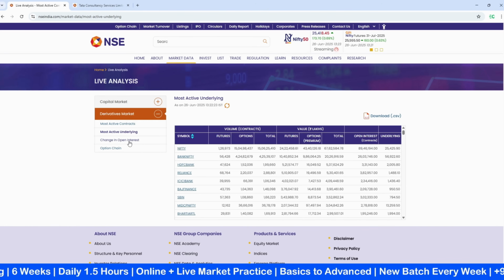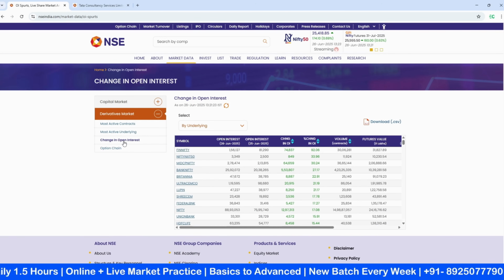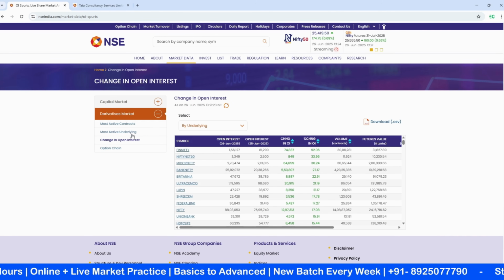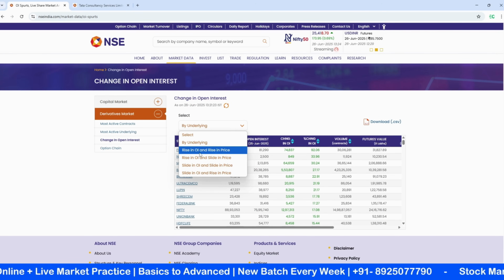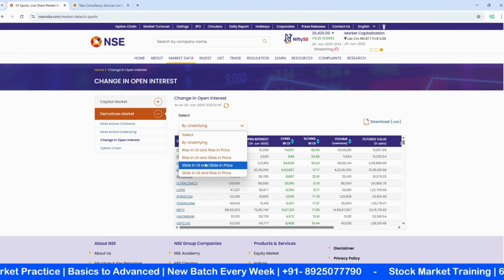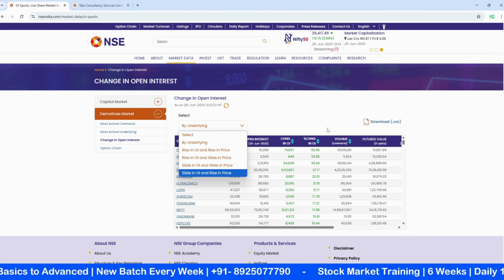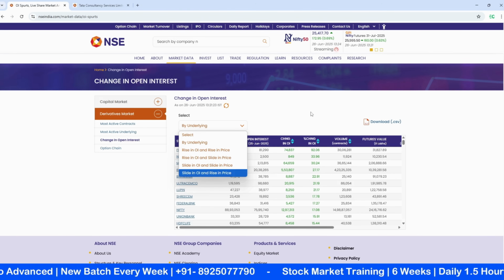And I wish to break one myth. Change in open interest is a very commonly used F&O tool, and many people use the combination of rise in open interest and rise in price, rise in open interest and slide in price, slide in open interest and slide in price, slide in open interest and rise in price, to talk about fresh long, fresh short, long unwinding and short covering.